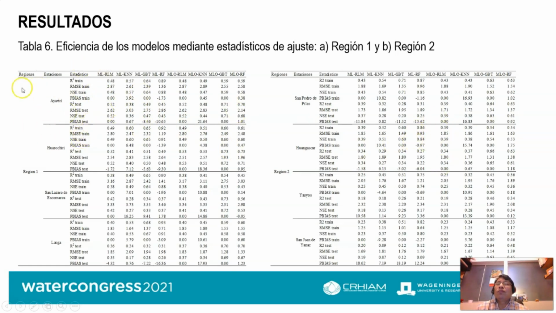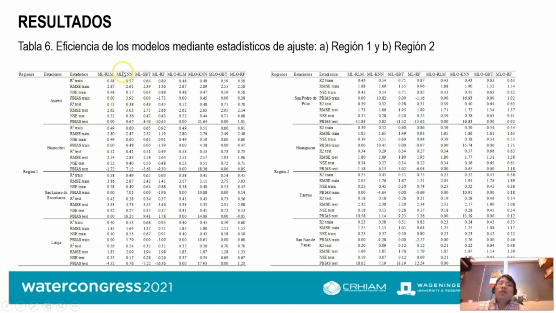So in region or cluster 1, we have Ayaviri, Huarochirí, San Lorenzo de Escomarca, and Langa. So the first one, Ayaviri, we have 2 groups. As you can see here, we have a statistical part for training, and the other ones are the same ones, but for testing. Remember, when we do machine learning, we have to take a number of samples, but we select some randomly for training purposes, and the rest for the test stage. So we can see the R-square, the root mean square error, Nash, p-bias, and so on and so forth.